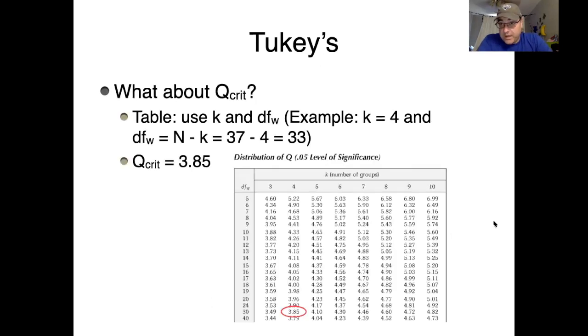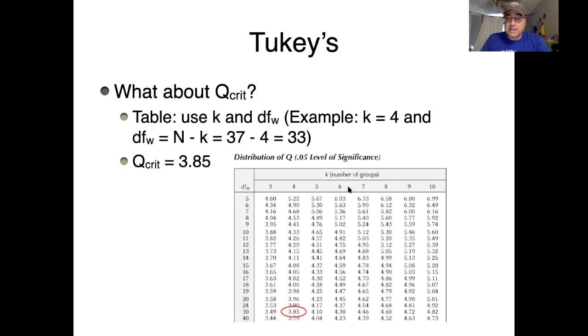What about the critical value? How do you know if your Q statistic is large? You go to a Q crit table. So we are going to use degrees of freedom within, which you've already worked with on the F table, and now K. Not degrees of freedom between, like you did on the F table, but the actual number of groups in the study, not -1. This is just to mess with you as far as I can tell.